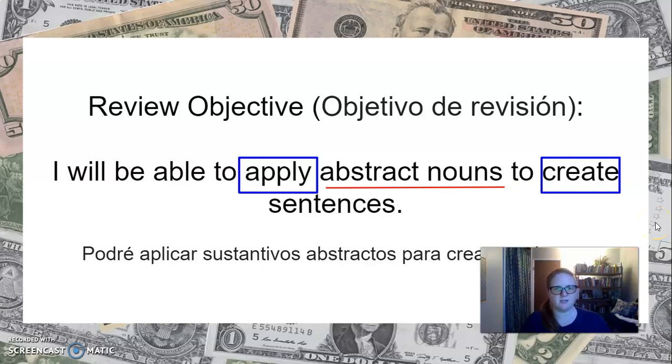Alright, welcome back for English Language Arts. Here's our objective for today. I will be able to apply abstract nouns to create sentences.